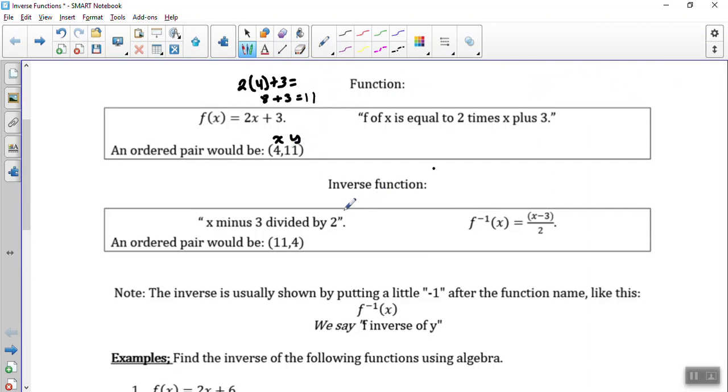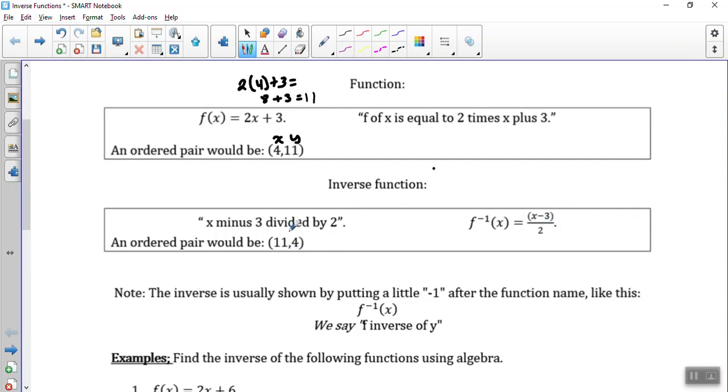Now let's look at the inverse function. If I were to just take the statement and go backwards, it would be x minus 3 divided by 2. x plus 3, so the opposite would be x minus 3. And then divided by 2, since it's being multiplied, I'm going to say divided by 2. And that would look something like this, x minus 3 divided by 2.